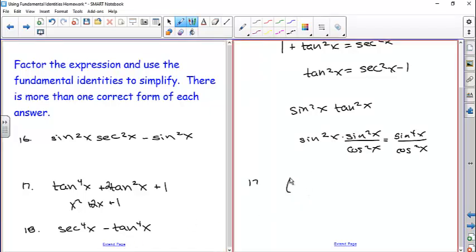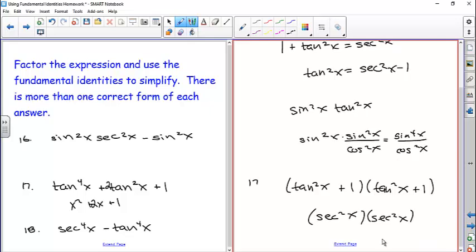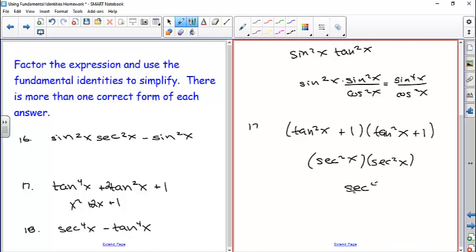So the way you factor this is you'd have tangent squared of x as the first term. And then you have plus 1 here and plus 1 there. And the reason I'm using plus instead of minus is because I've got a plus 2 here. You can see that that works out. So tangent squared times tangent squared is tangent to the fourth. 1 tangent squared plus another tangent squared equals 2 tangent squared, and 1 times 1 is 1. Now this is using this identity up here. 1 plus tangent squared equals secant squared. So the first one becomes secant squared. The second one becomes secant squared. And secant squared times secant squared is secant to the fourth of x. So that would be your answer.